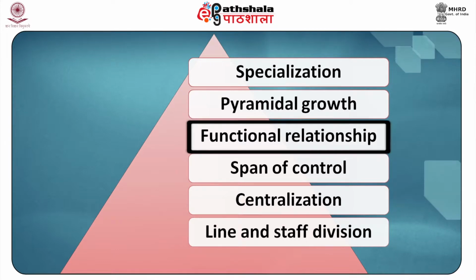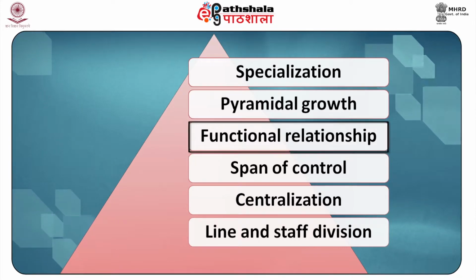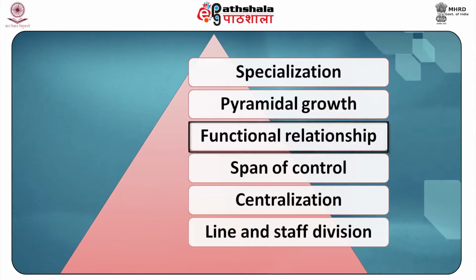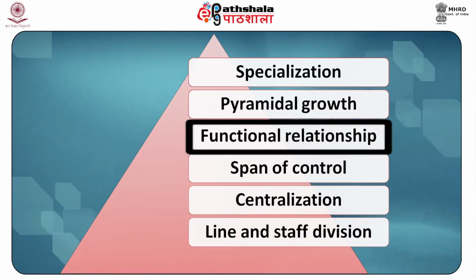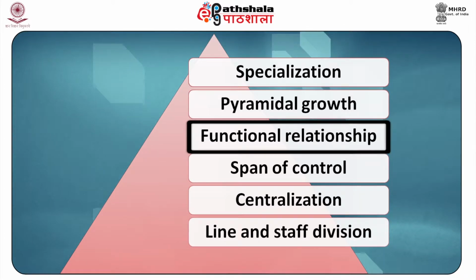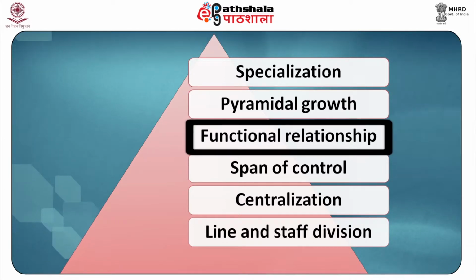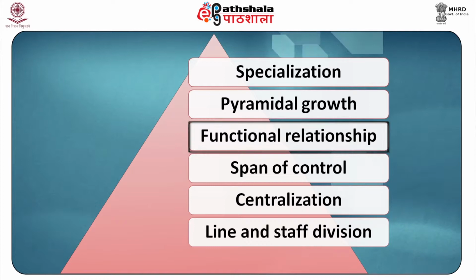Now next is the line and staff authority. In line and staff authority, there is both line and staff. The staff's role is to guide and give specialist opinion in their area of competence to the line managers so that they may make right decisions. The staff is just to counsel and advise the line managers. The staff is incapable of taking any decisions on their own.